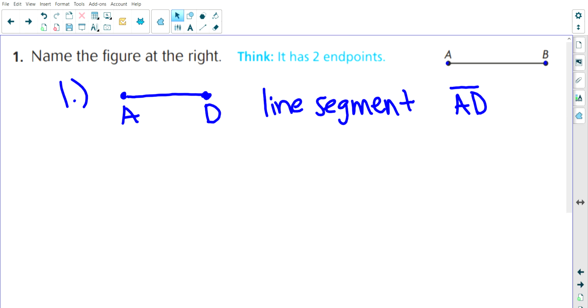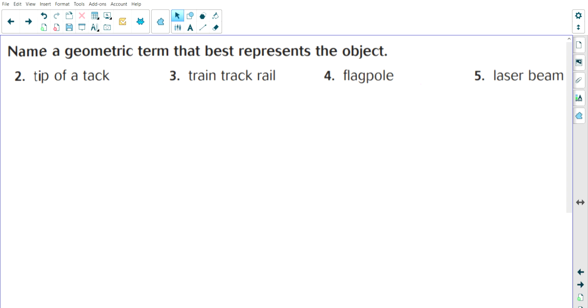All right, moving forward. Number 2 through 5 says name a geometric term. Those are the vocabulary words that we just wrote down. Name a geometric term that best represents the object. So think about number 2, the tip of a tack. Would that be a ray, a line segment, a line, a point, a plane? What do you think? The tip of a tack that you use to post things up on boards with.